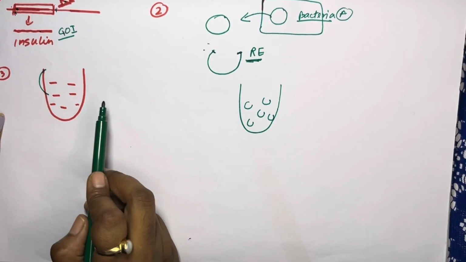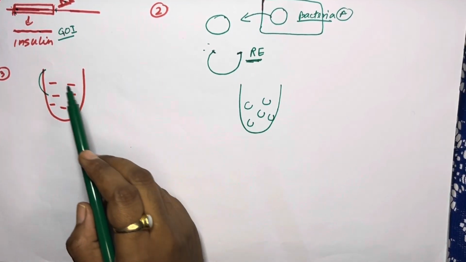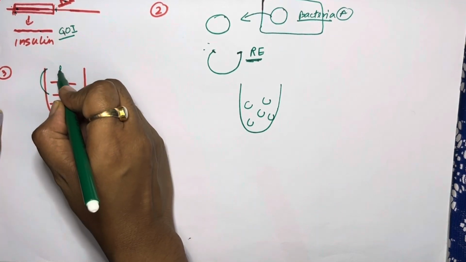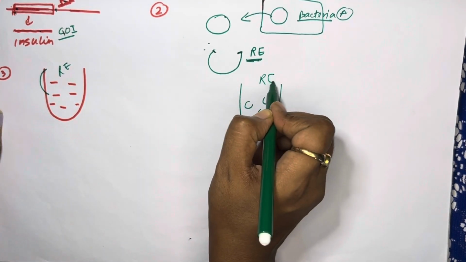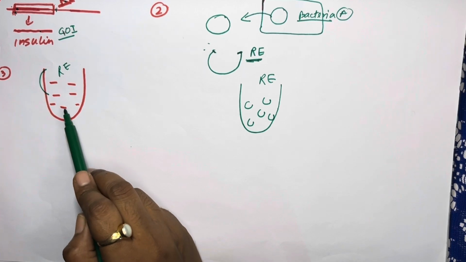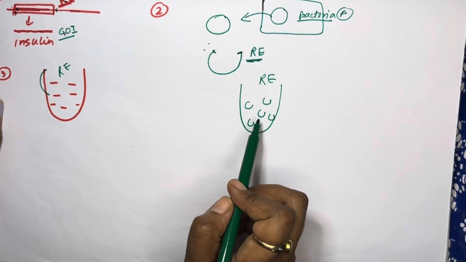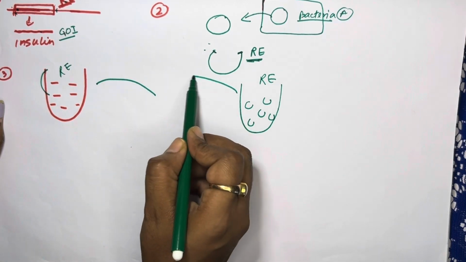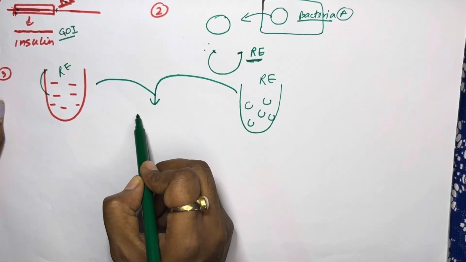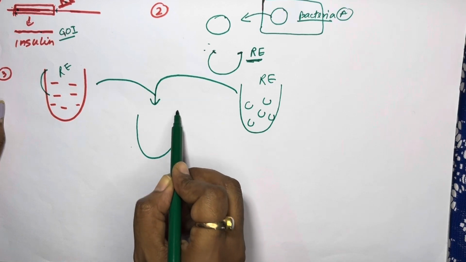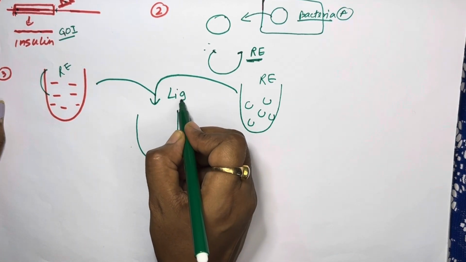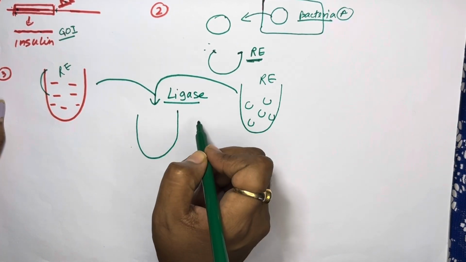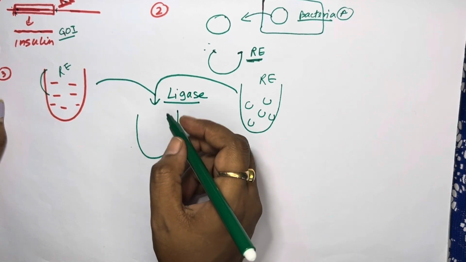In this test tube, the cutting was done by treating with restriction endonuclease in both test tubes. So we got cut pieces of the gene, and we have got cut pieces of the plasmid. Then we'll mix both of them in one test tube like this, and now we will add ligase enzyme. The role of ligase enzyme is to ligate, that is, to join.